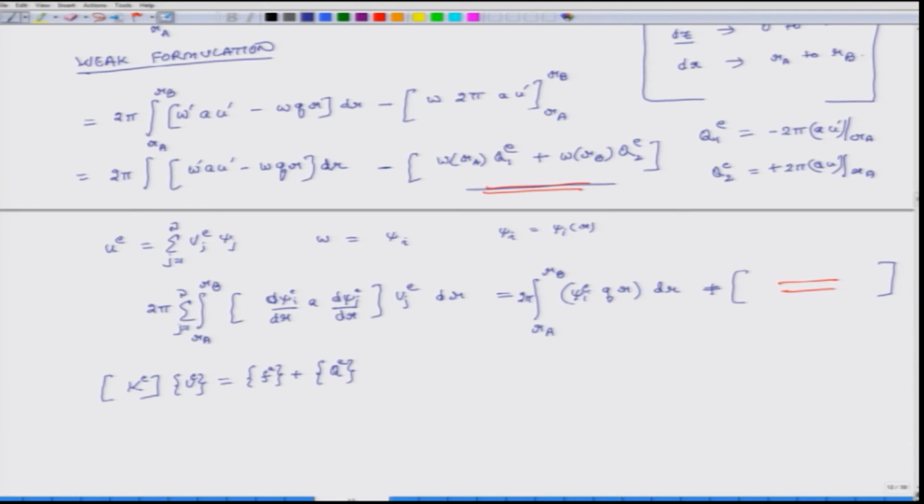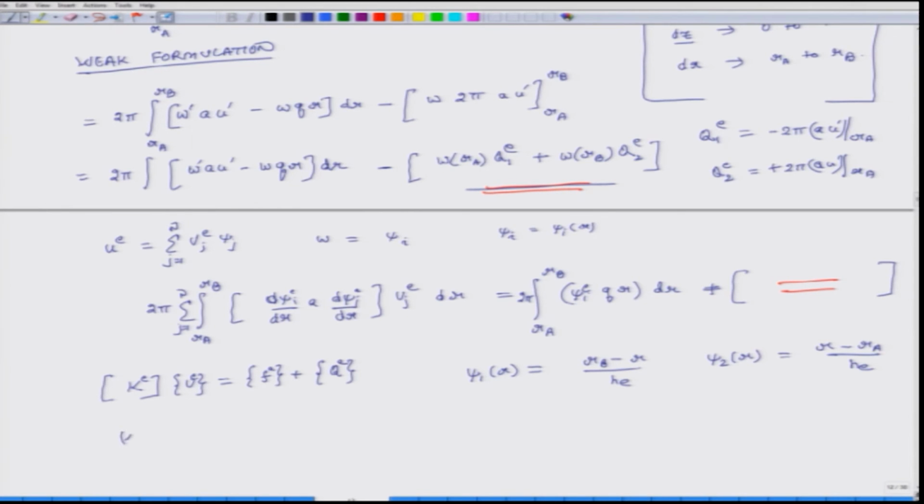And what is the definition of psi 1 and psi 2? So, psi 1 of R is equal to R B minus R divided by H E, and psi 2 of R is equal to R minus R A divided by H E. Or if I want, I can go to local coordinate system and change these things.